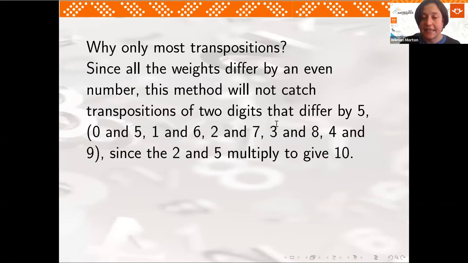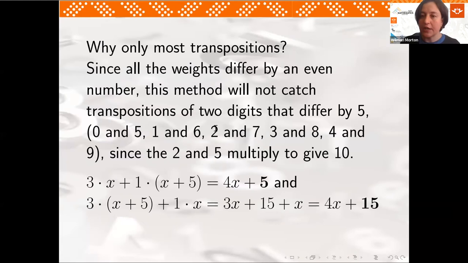And that is basically just for the following reason: whenever you have digits that differ by 5 from each other, then what's going to happen there is you're going to just have an additional 10 more, right? Because you have that 2 times 5 that acts in there. And so you won't pick up that there's a difference in the value in that sense.